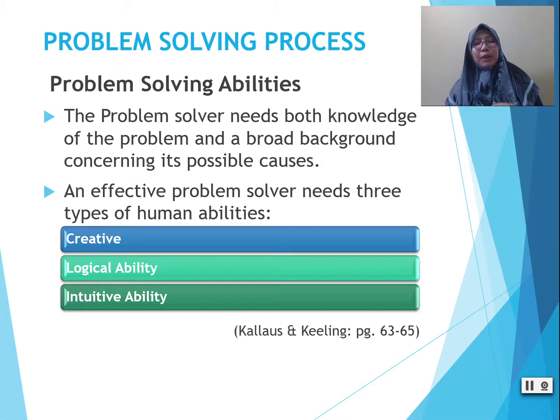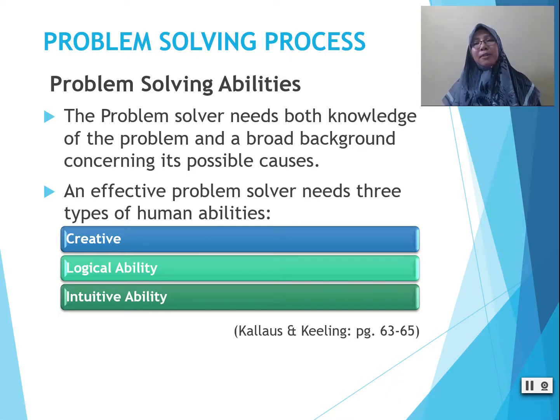Okay, so we have completed the basic elements of the problem. Now we are going to continue with the problem solving abilities. The problem solver needs to have both knowledge of the problem and a broad background concerning its possible causes. An effective problem solver needs to have these 3 types of human abilities. The first one, you need to be creative. The second one, you need to have logical ability, and the third one, you need to have intuitive ability.